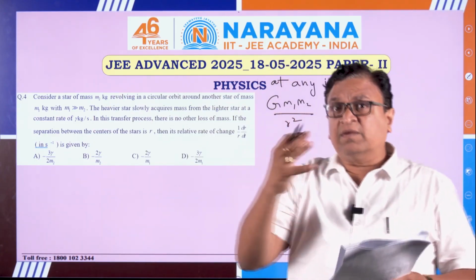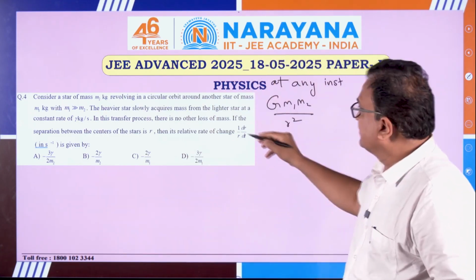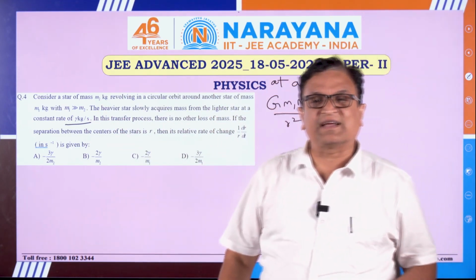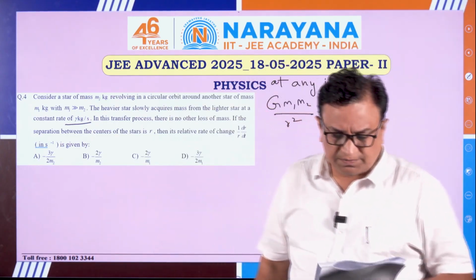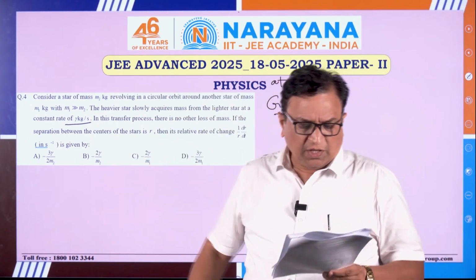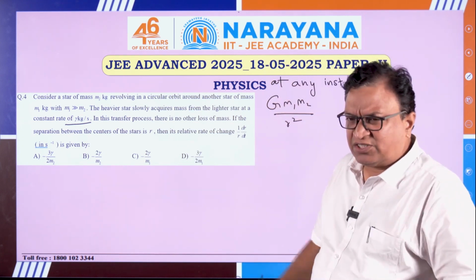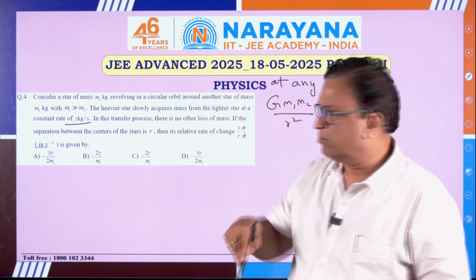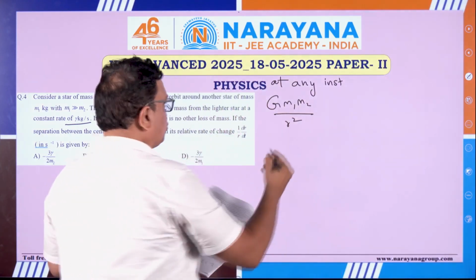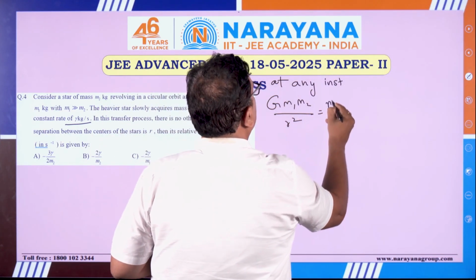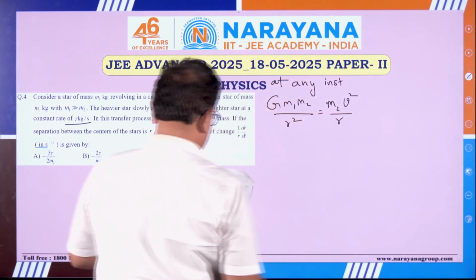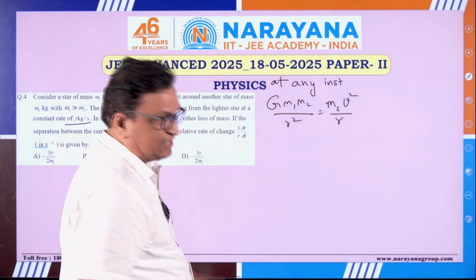The lighter one is losing mass at this rate. They have clearly given the rate of gamma kg per second. Now the question is, at any given instant, it is in motion around it, circular motion I assume. Then this should satisfy M2 V square by R.